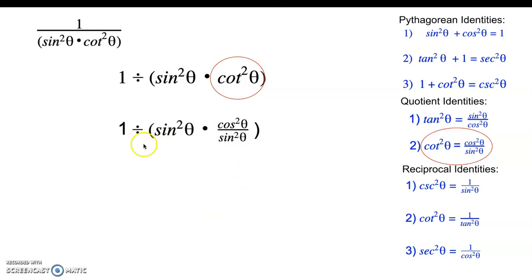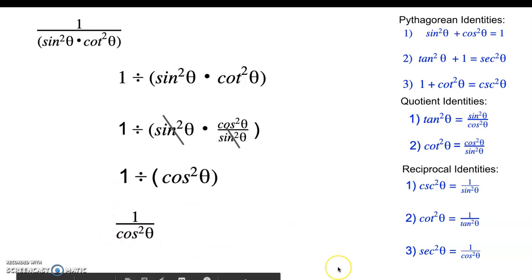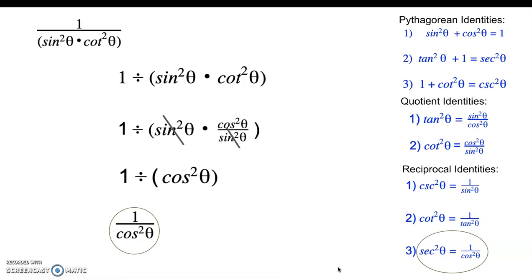To solve for this, we can get rid of the sine squared theta, since those cancel out. Now we're left with 1 divided by cos squared theta, and we can rewrite this expression like so. Then we can further simplify that. We can look under our reciprocal identities, and we see that 1 divided by cos squared theta is equivalent to secant squared theta.